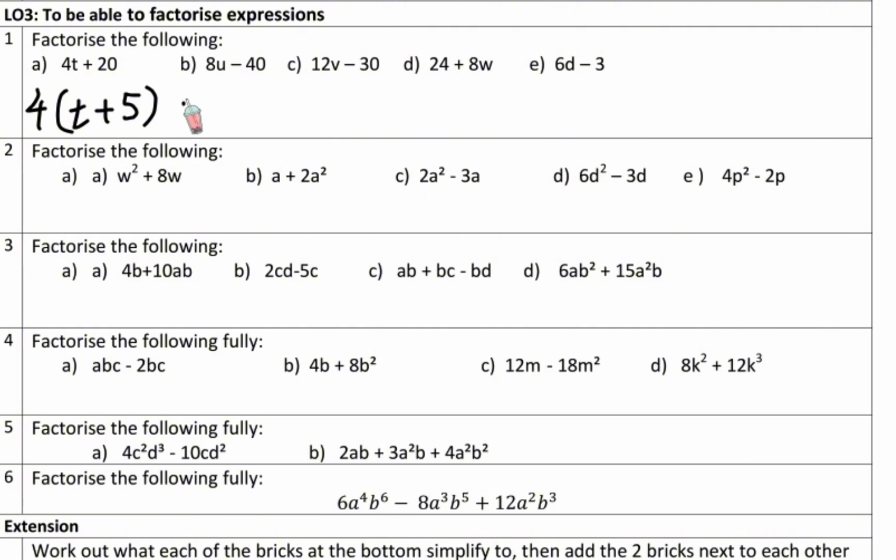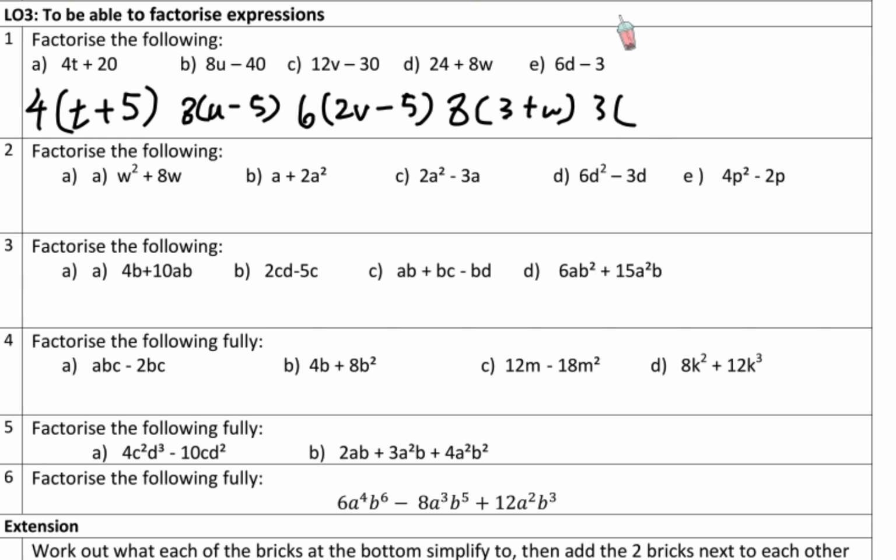So this would be 8 bracket u minus 5. This would be 6 bracket 2v minus 5. And this would be 8 bracket 3 plus w. And the last question would be 3 bracket 2d minus 1.